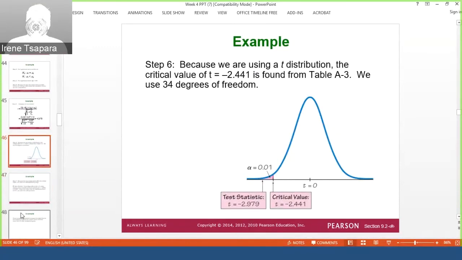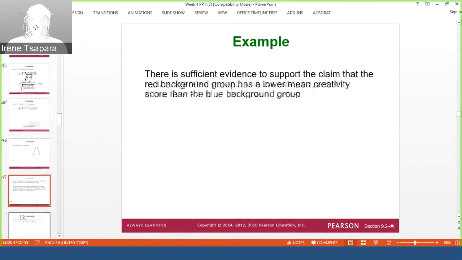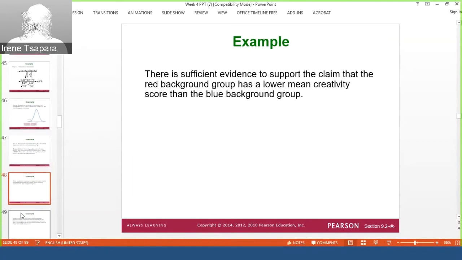We run the test, and the test statistic is smaller than the critical value, so we reject H0, the null hypothesis. What does this mean? This simply means that M1 is less than M2. So basically, we have sufficient evidence to support the claim that the red background group has a lower mean creativity score than the blue background group. So, yes, blue enhances creativity.